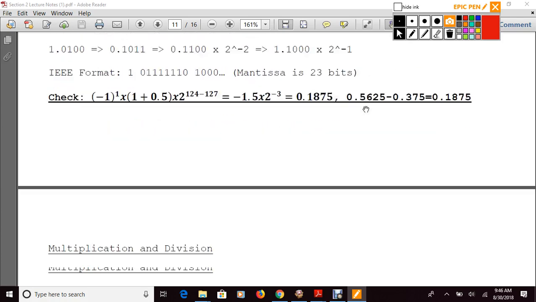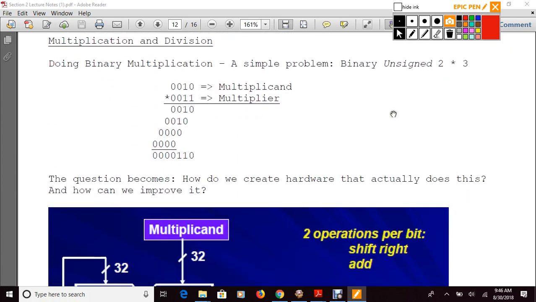All right, so multiplication and division. Here we've talked about floating point addition and subtraction. Here we're going to go over sign multiplication and sign division. In this case, I've laid out an unsigned binary multiplication. Did you guys do that in 235? No? Okay. So here's the simple version.